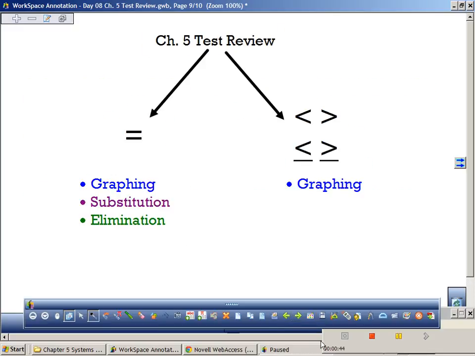Good. All right, so today we're going to be reviewing for our Chapter 5 test that we're going to have tomorrow. If you see an equal sign, it means that we're going to be solving by either graphing, substitution, or elimination. If you see an inequality sign, it usually means you're going to be using graphing.